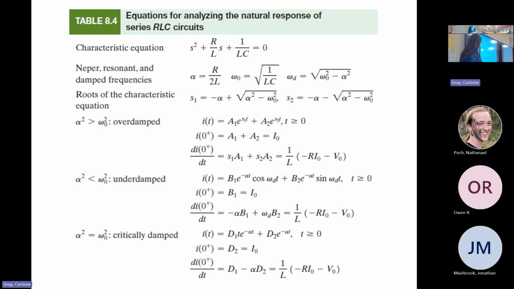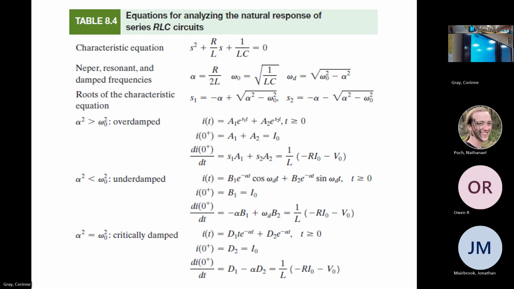If we have critically damped, we have our equation here. When the switch closes, D2 is equal to the initial current. And again, we're able to go through and use the equations to solve.